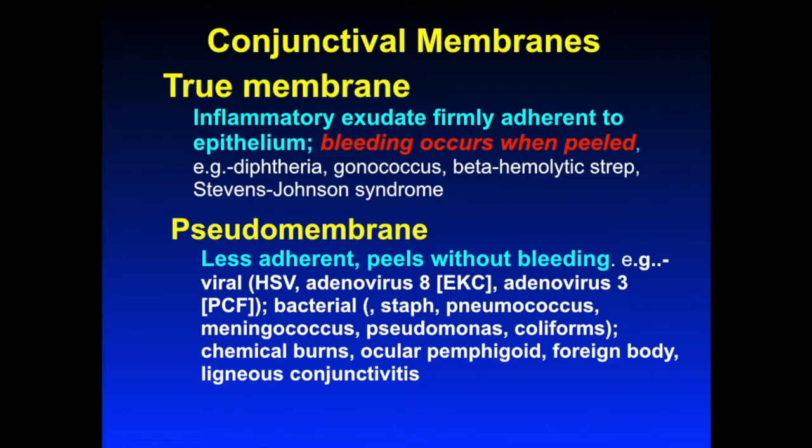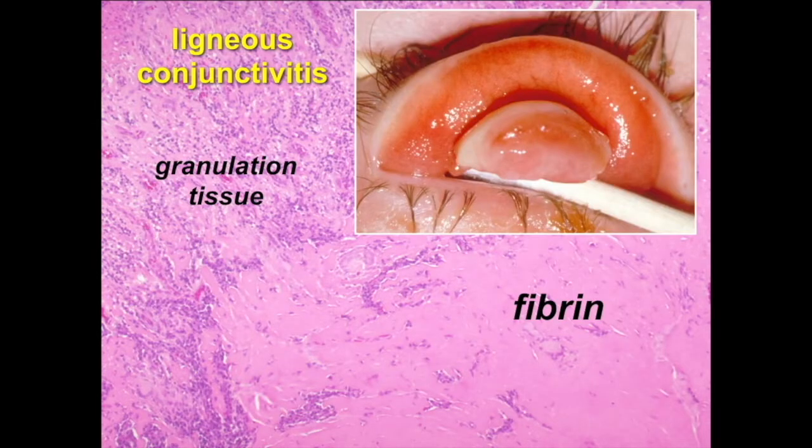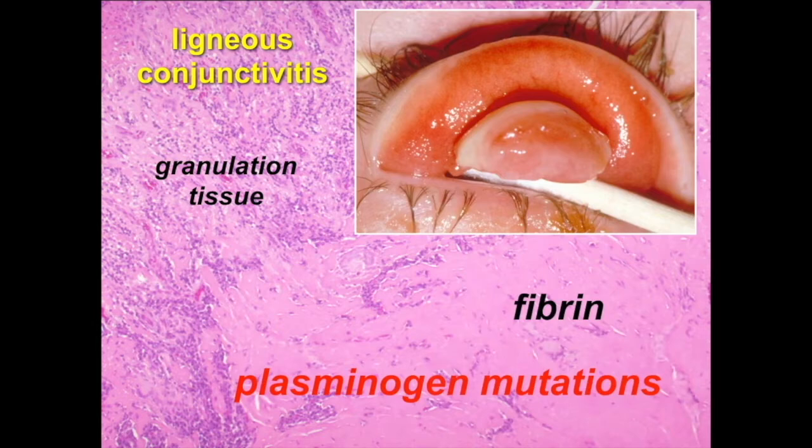There are lots of different causes of them. One type of pseudomembranous conjunctivitis is ligneous conjunctivitis. It's called ligneous because there is a very firm, woody-like consistency of the masses on the conjunctiva. These masses are composed of a mixture of granulation tissue and fibrin. It's now known that this is actually genetically based, and it's caused by mutations in the gene for plasminogen. So ligneous conjunctivitis: plasminogen deficiency.